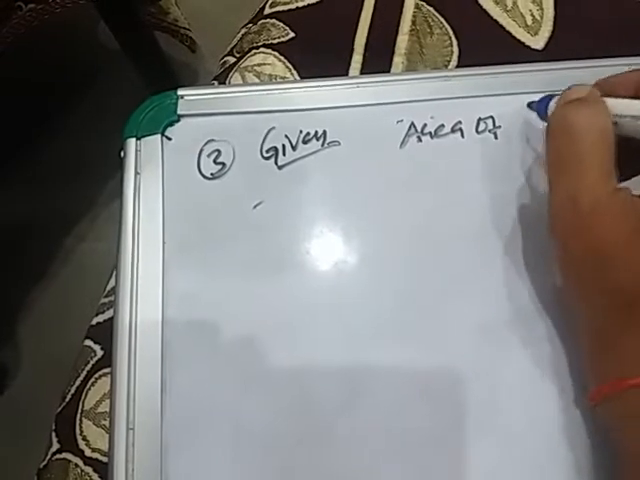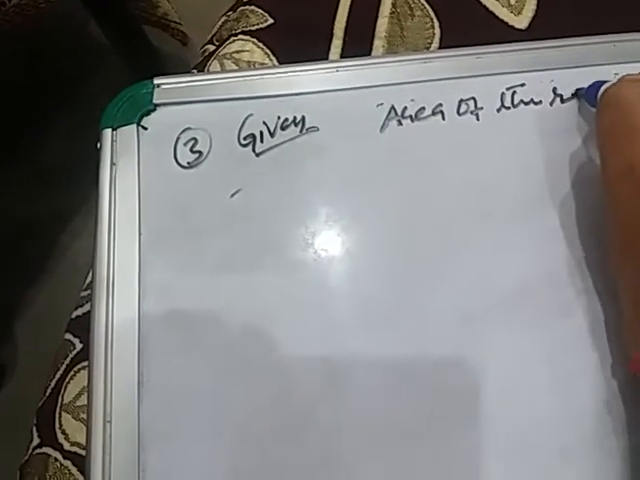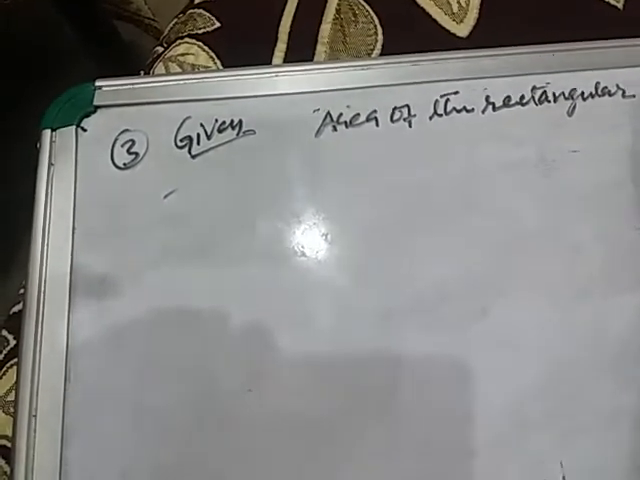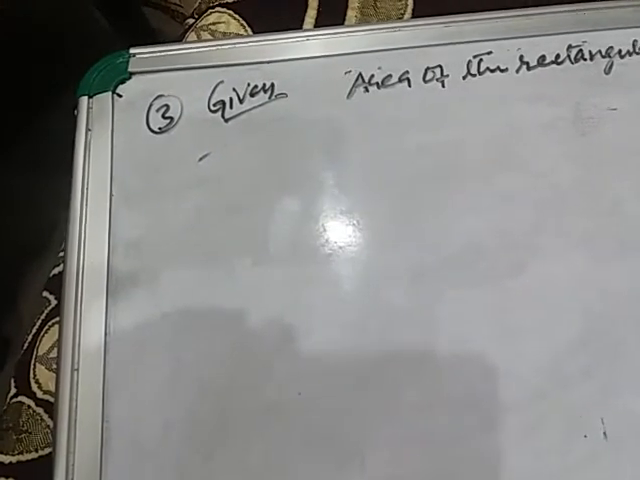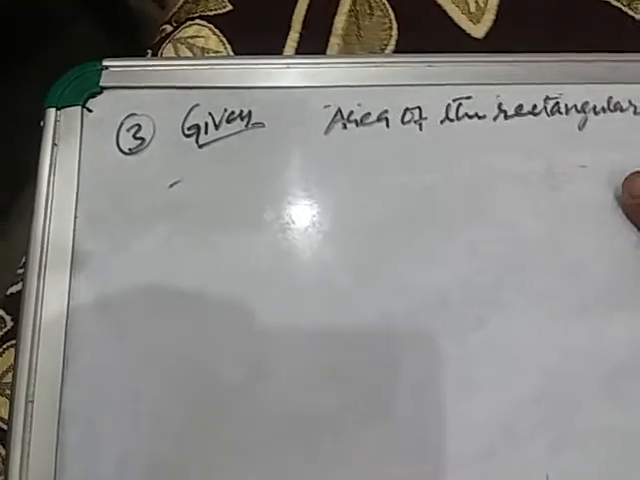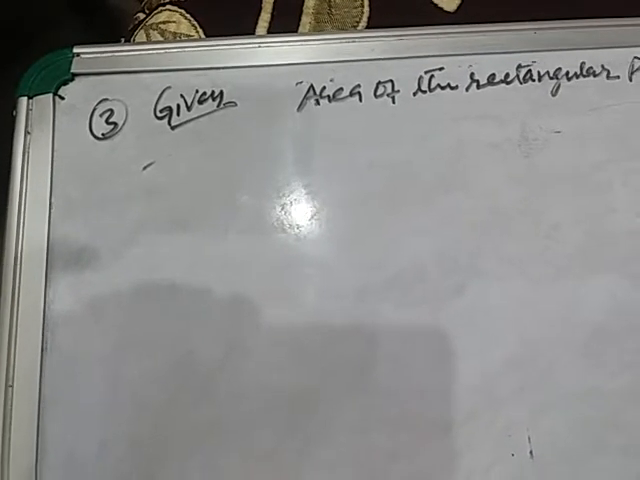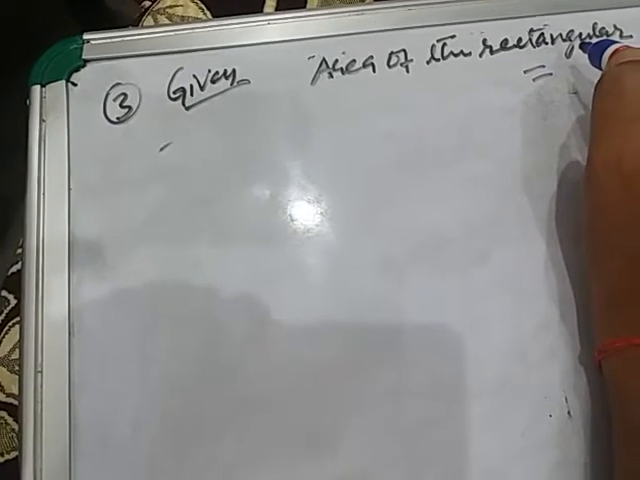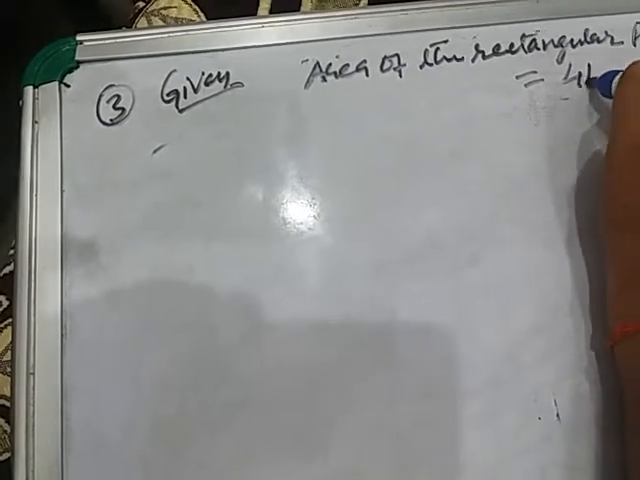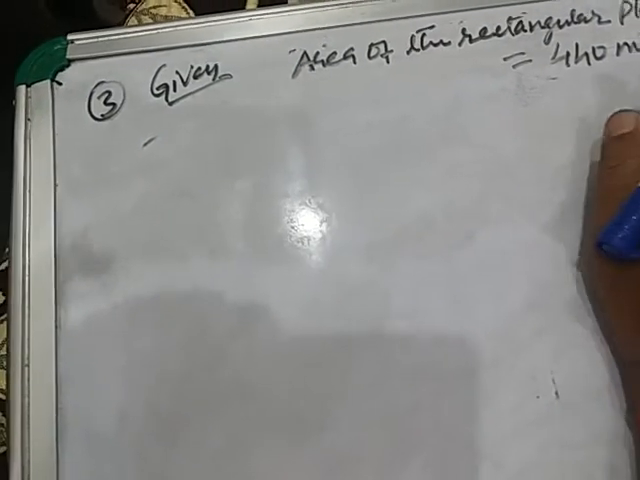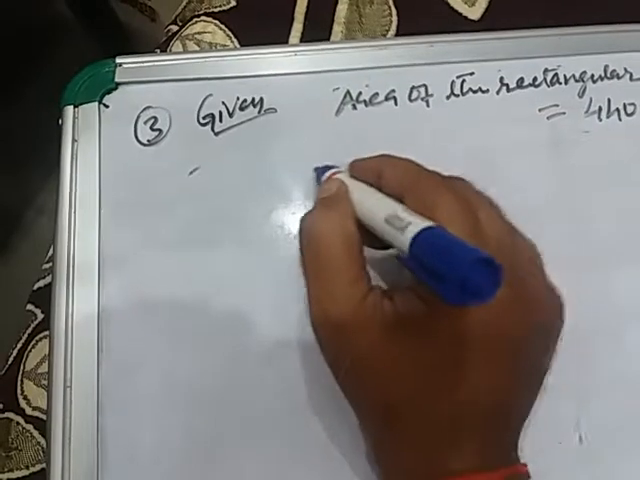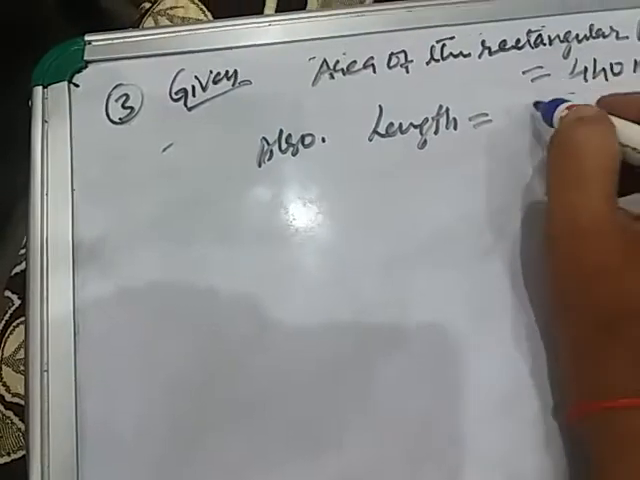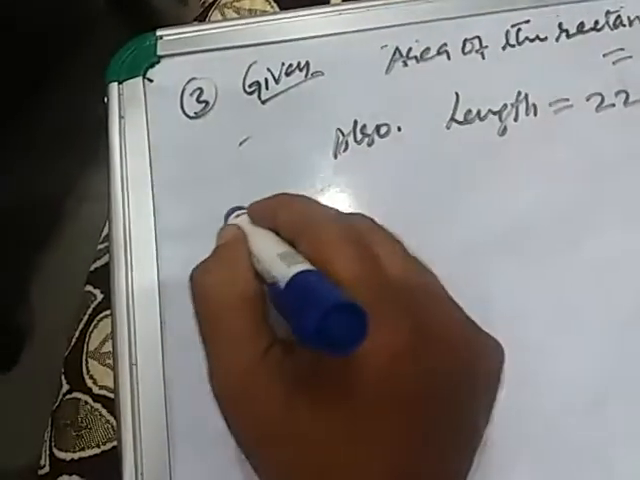Area of the rectangular plot of land is given to be 440 square meter, and the length is given to be also 22 meter.